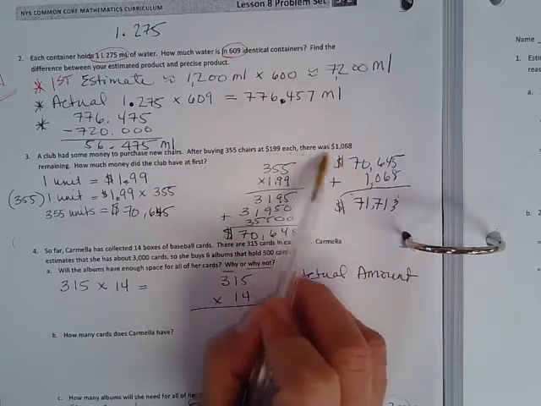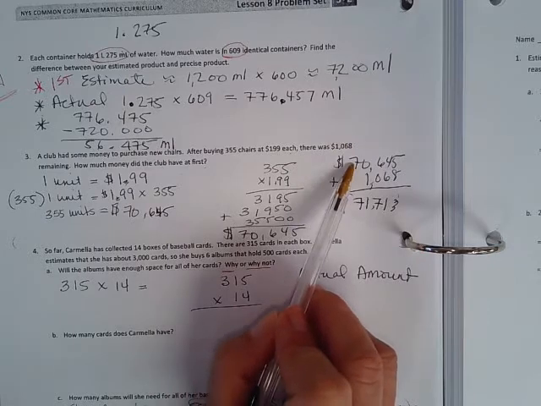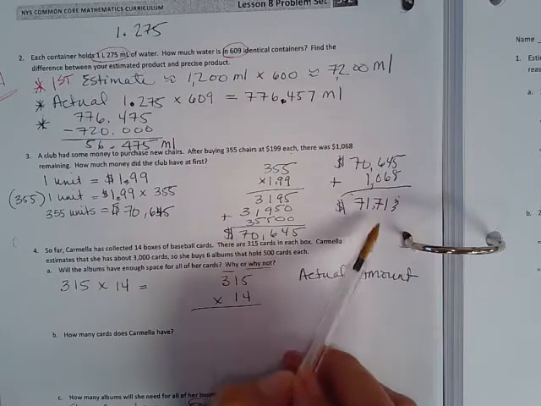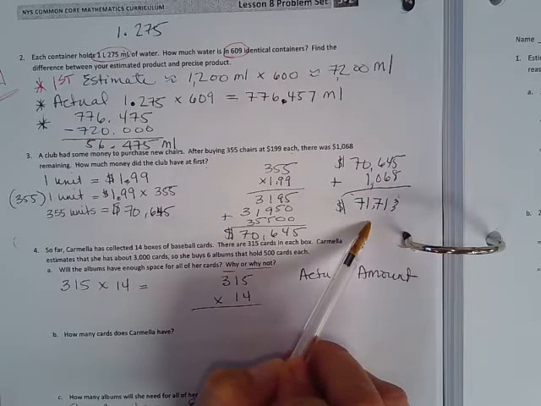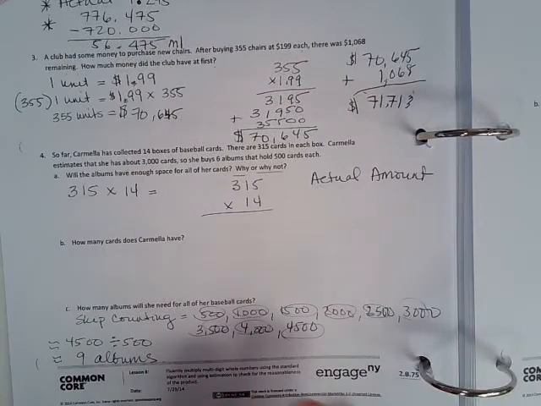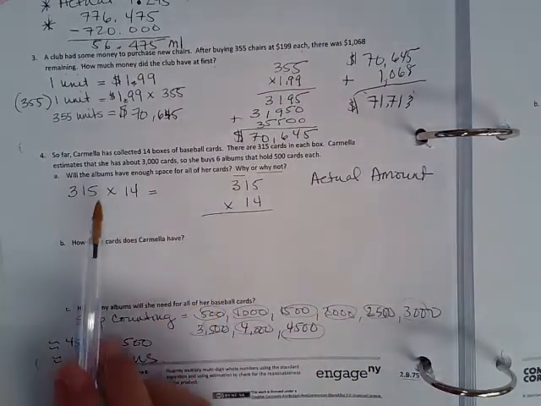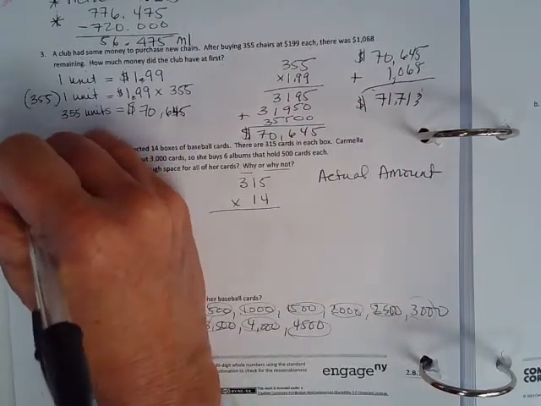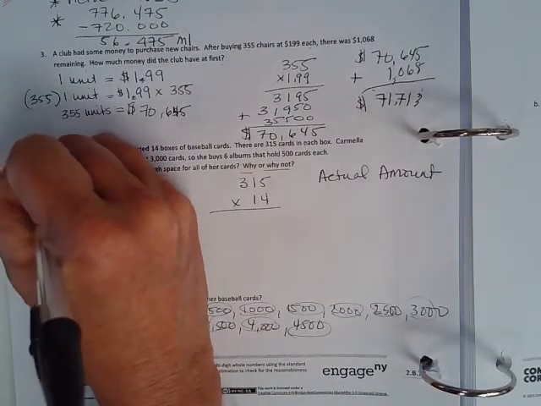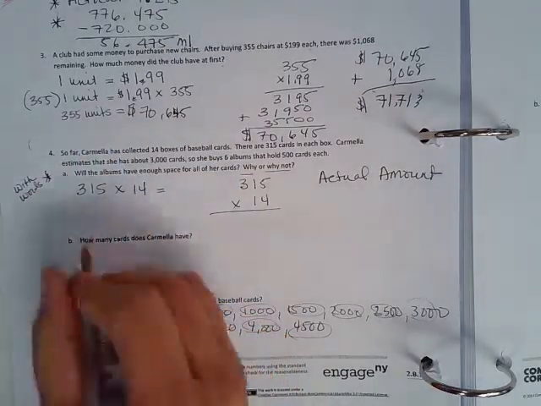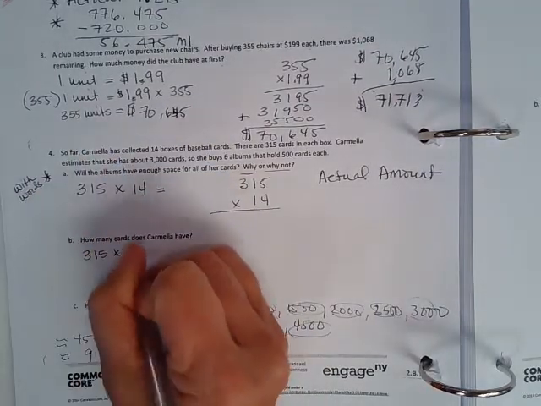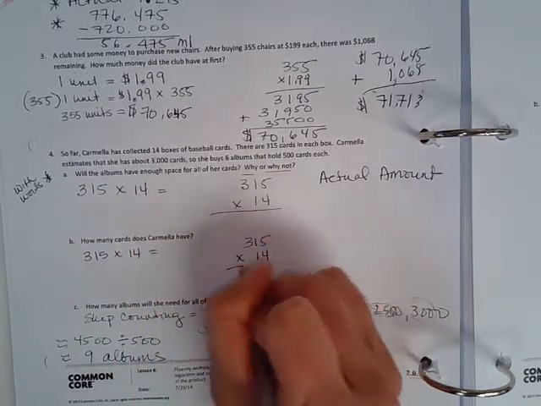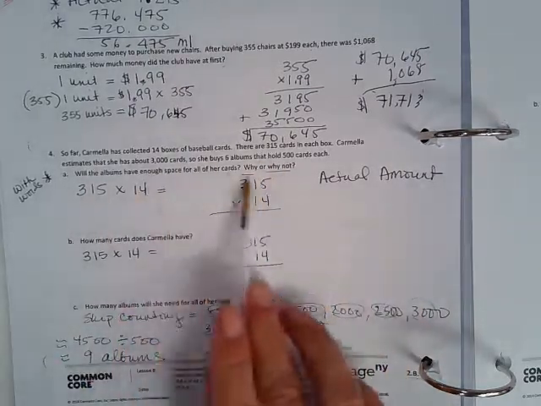Then it said they had this much left over. So in order to find how much they had left over, you need to take your amount and add what they had left over to find what they actually started with. Then down below, you need to answer A with words. Here is the actual, here's 315 times 14. It gives you the actual amount. You need to answer this with words.